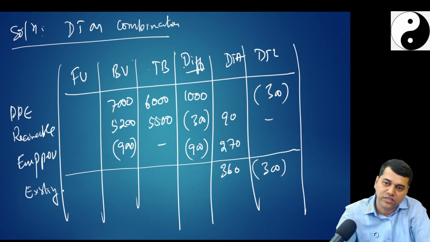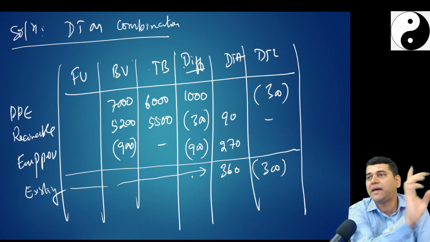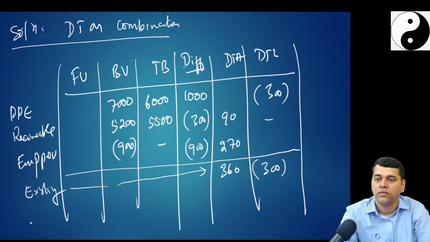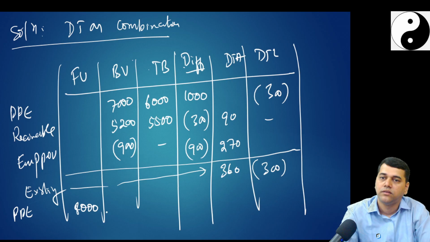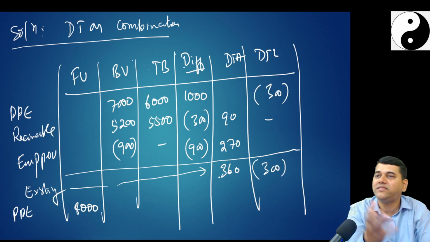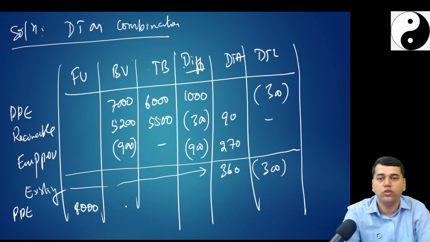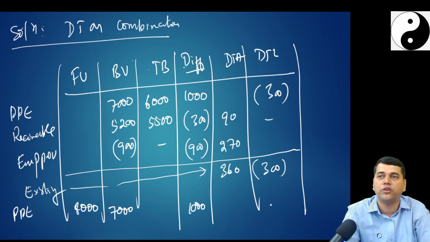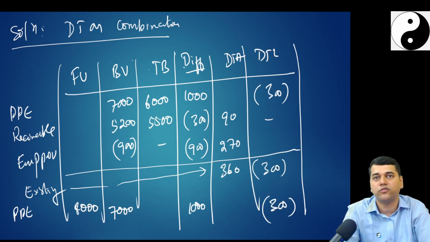I'll write here existing. This means these things you can find in the balance sheet of the acquiree. Now PPE, how much is the fair value? 8,000. If I take existing, is the tax base any more relevant for me? No, I will take 7,000 book value. How much difference? 1,000. On this 1,000 difference, a deferred tax liability is going to come, again 300. Alternately, 8,000 minus 6,000 I could have taken.